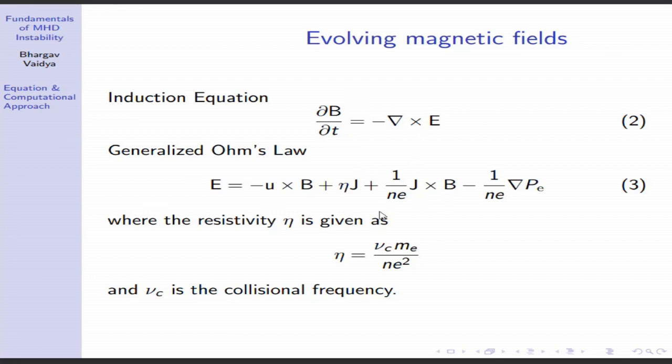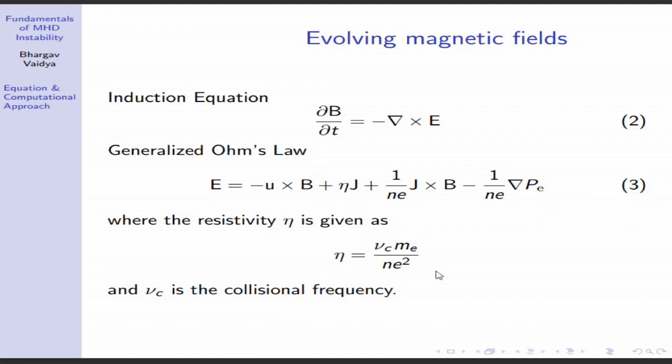There's an additional term here, which is usually added, and it's basically 1 by ne, J cross B. This is the Hall term, and you have this 1 by ne kind of denominator. Then there is a gradient of electron pressure. Now, how do I write this equation? It's very simple. MHD in general is a single fluid description, so everything is one fluid. There are no electrons, no protons. But if you write separate equations for the electrons and the protons, and then do all the manipulation, you will essentially end up with this expression, and the eta would be of this form.